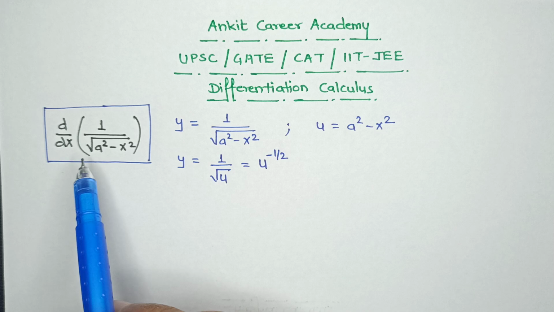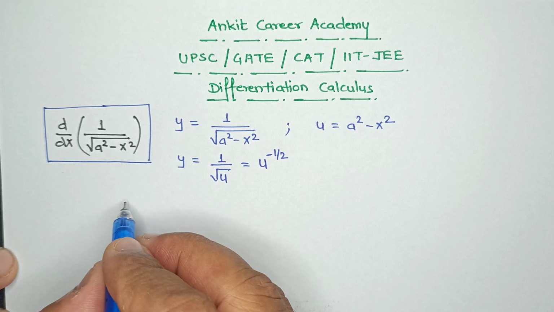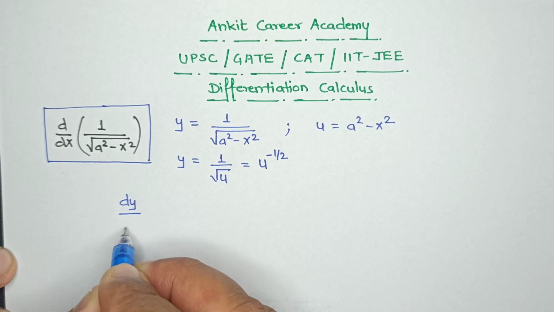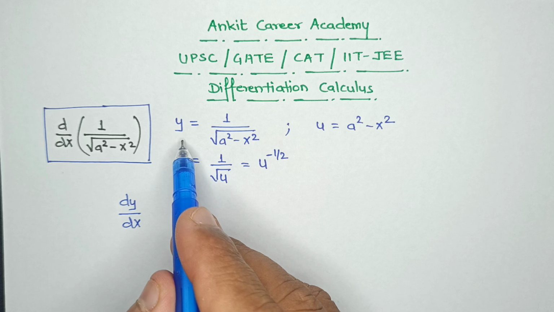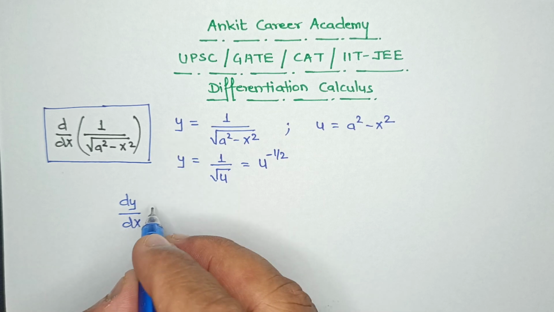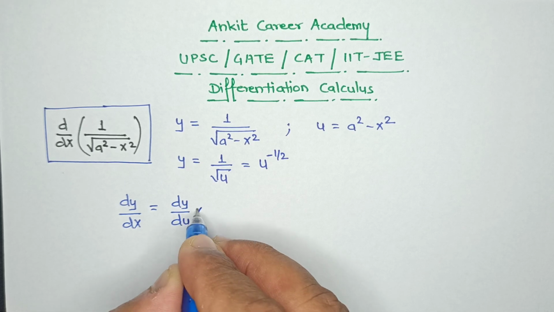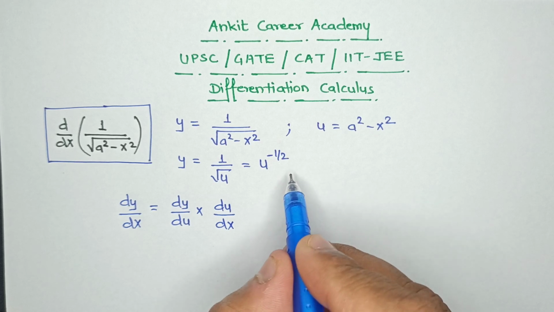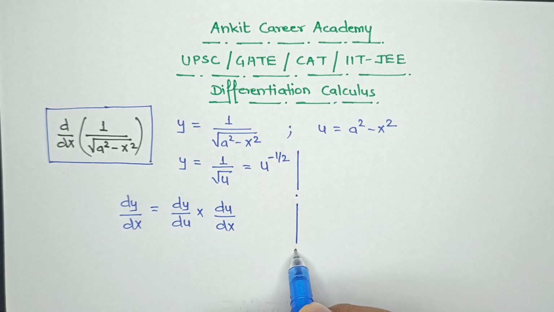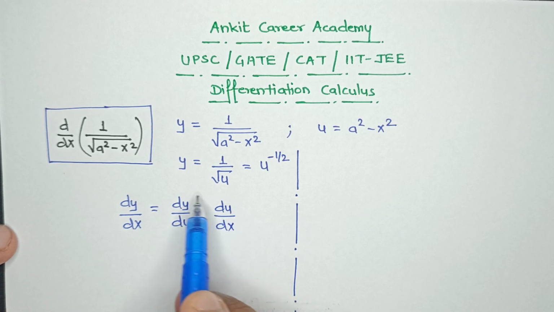So essentially when we want to calculate the differentiation of this particular expression, eventually what we are targeting is to calculate the value of dy by dx, because we have substituted this particular value with y. So the value of dy by dx can be written as dy by du multiplied by du by dx. Now all that we have to do is calculate the values of dy by du and du by dx and substitute in this particular expression.